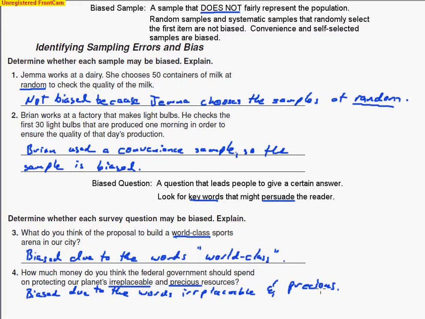So due to certain key words, a question can be biased. And that's what you're going to end up looking for as you do tonight's homework. Good luck. And in part 2, we'll have questions on the second half of tonight's homework.